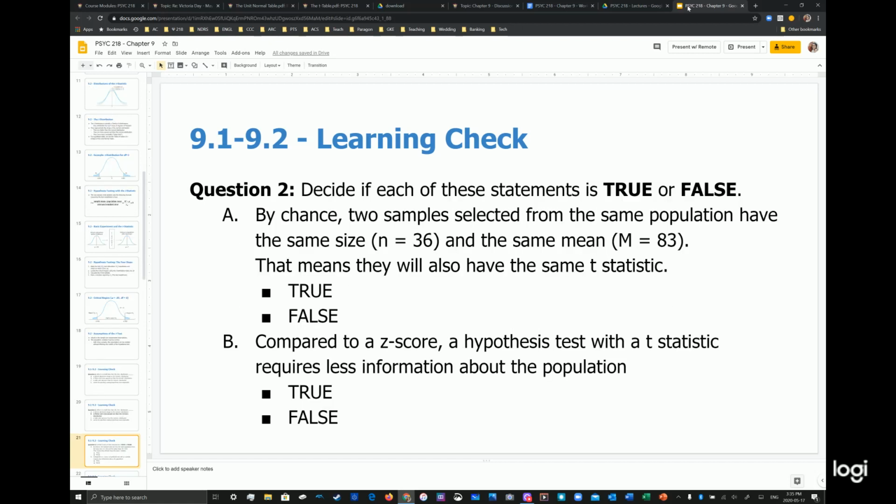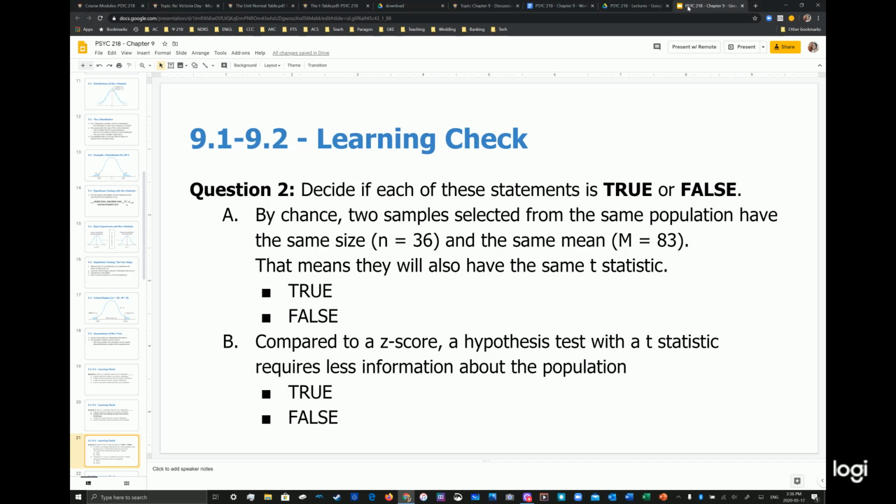Okay, 2 true-false questions. A, by chance, 2 samples were selected from the same population, they have the same size and the same mean. That means they'll also have the same t-statistic. True or false? And B, compared to the Z-score, a hypothesis test of a t-statistic requires less information about the population.